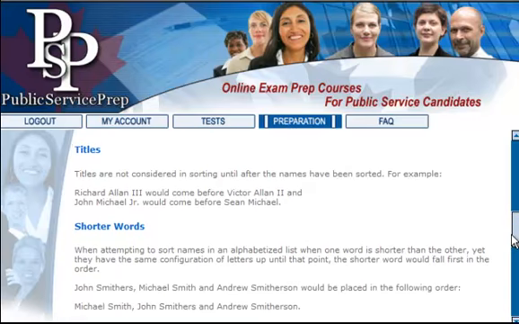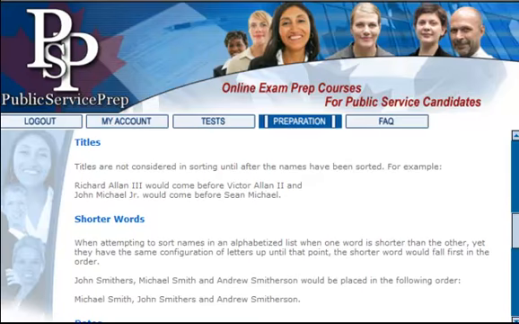Titles are not generally considered in sorting until after their names have been sorted out. So, for example, Richard Allen III would come before Victor Allen the second, and John Michael Jr. would come before Sean Michael. Titles are not considered in sorting until after the names have been sorted first.